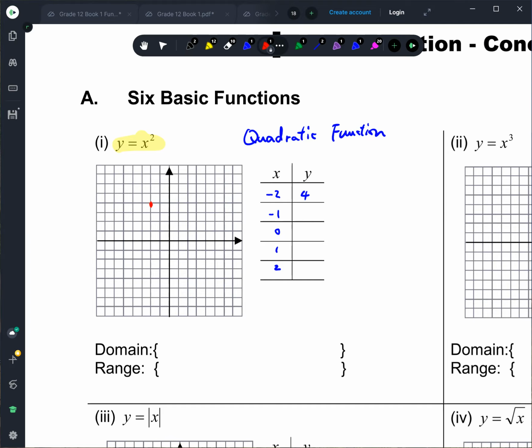Okay, next one should be 1, right? -1 squared will be 1. 0 times 0 will be 0. 1, 4.